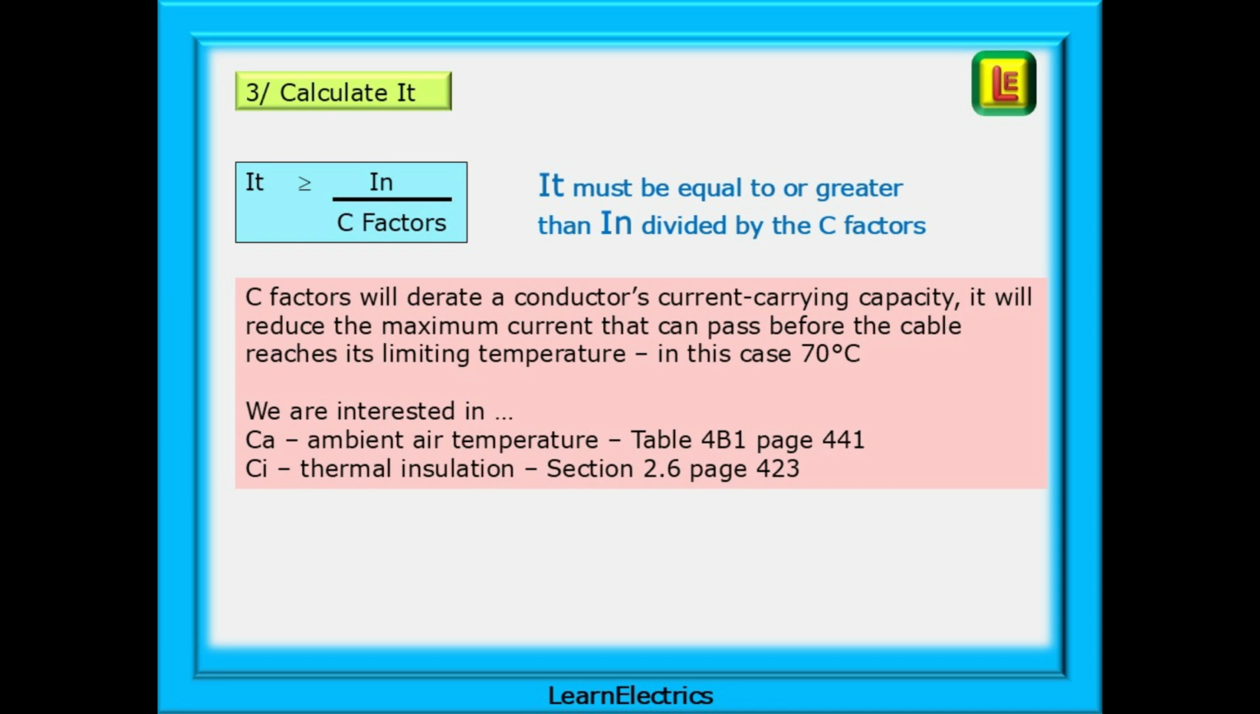At step 3, we calculate a minimum value for IT. IT must be equal to or greater than IN divided by the C factors. C factors will derate a conductor's current carrying capacity. It will reduce the maximum current that can pass before the cable reaches its limiting temperature, in this case 70 degrees Celsius. We are interested in CA, the factor for ambient air temperature found in table 4B1 on page 441, and CI, the thermal insulation factor, is found in section 2.6 on page 423.